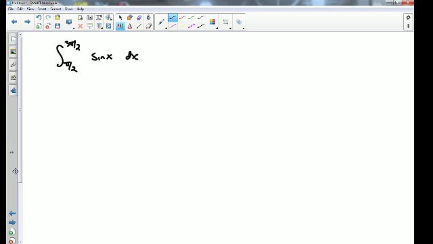Anybody have a guess what the answer is? Root 2 over 2? What's the antiderivative of sine? Negative cosine. Again, the derivative of cosine is negative sine, right? There's no negative here, so you have to account for that.